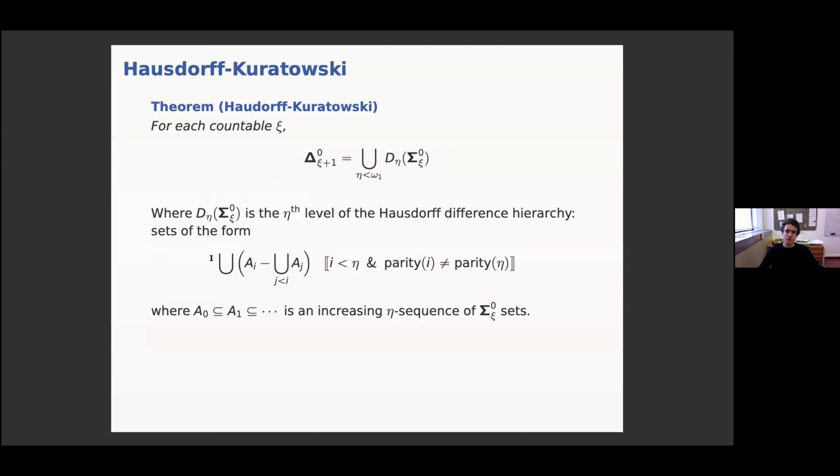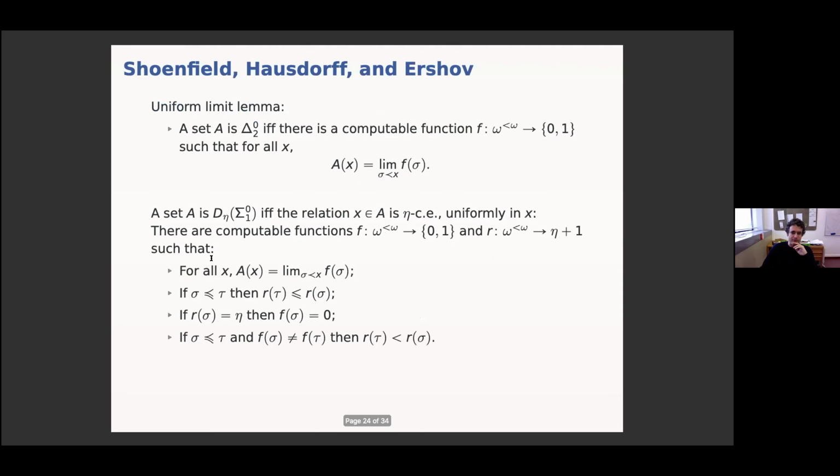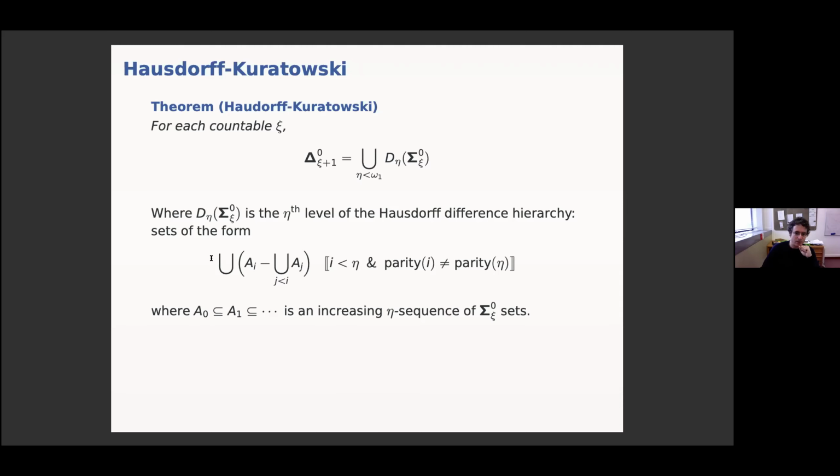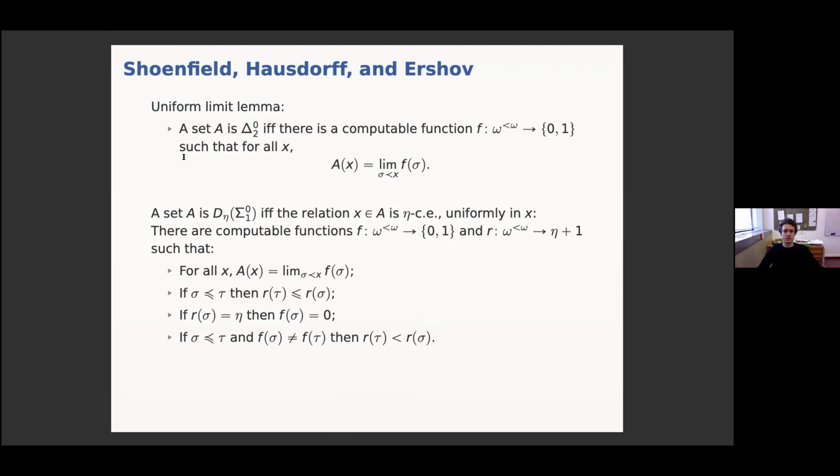Formally, this is the definition. I don't want you to think too much about this definition, because the way to think about it is effectively. So let's just take xi equals 1. What does delta 2 mean? What does it mean for a set of reals to be effectively delta 2? Well, we have the limit lemma, and the limit lemma works uniformly. That means that for every finite string, I have a guess, yes, no, 0, 1.